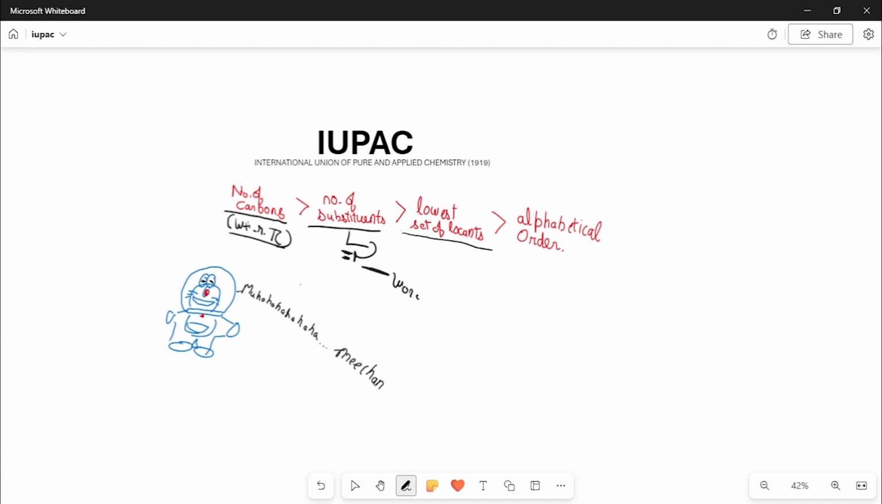Then the lowest set of locants. It's a rule I will explain to you later. Locants basically means location, and then alphabetical order. So without any further ado, let's start.